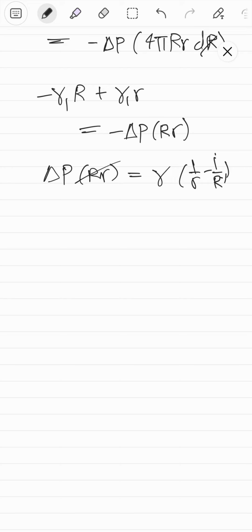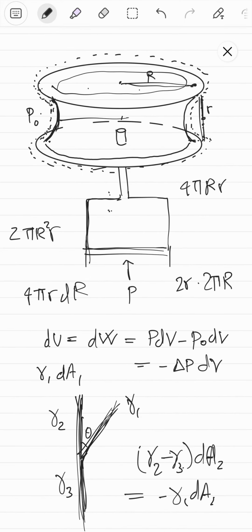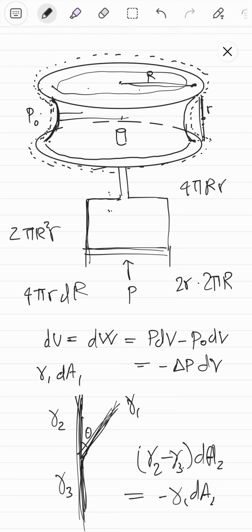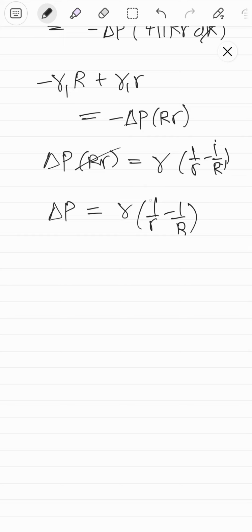So even energetically, you can see that delta P is indeed just gamma times 1 upon small r minus 1 upon capital R. Well, there we go. Wasn't that nice? Even though the force seemed like it's actually going in this direction, the thing is, it really is like this. That is how it is.